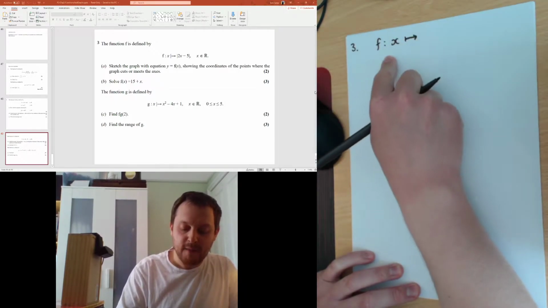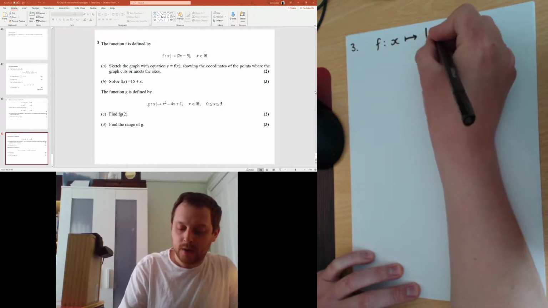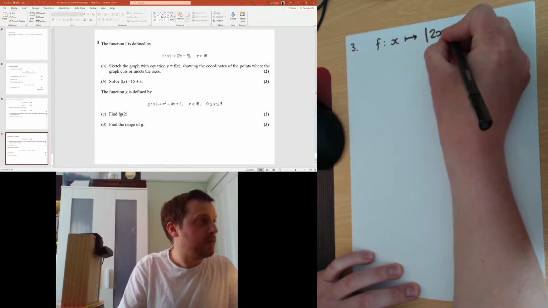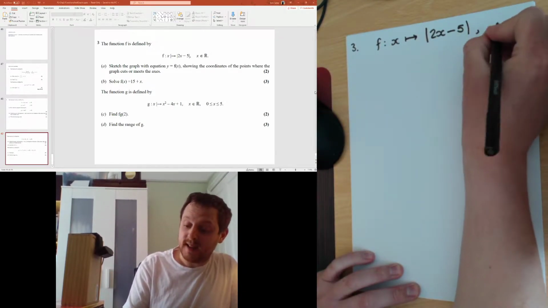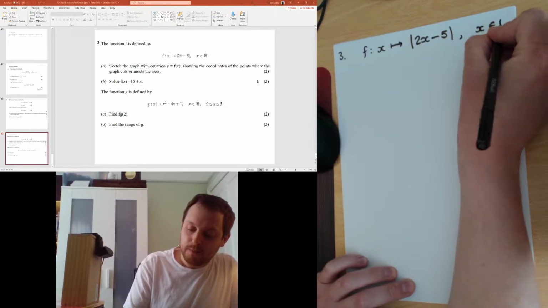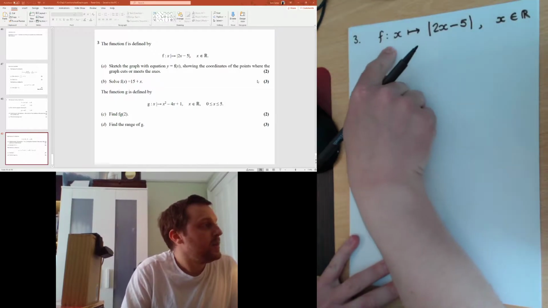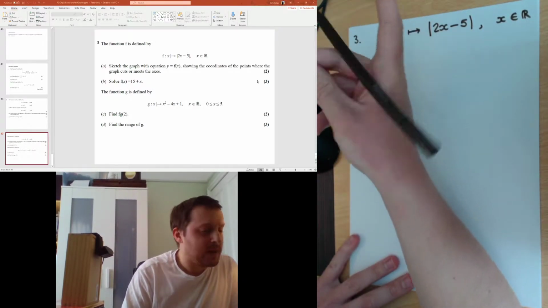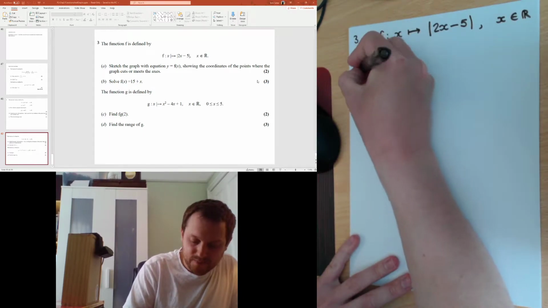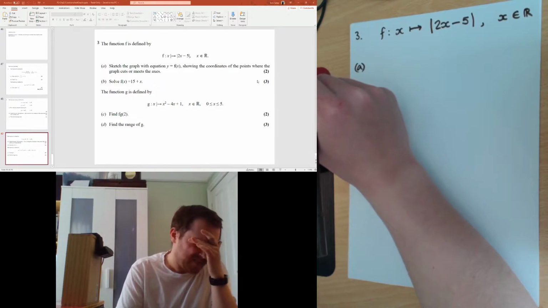So this is f maps x to the absolute value or modulus of 2x minus 5. Okay, and x is any real number. And so yeah, don't be put off by this. And then it just says sketch the graph. Okay, right. So there's quite a few ways you can go about doing this.